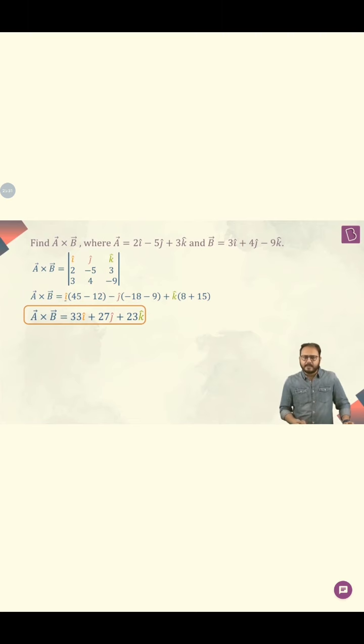What comes in the bracket? Multiply the cross terms minus the cross terms. But sir, which order? Always start from the left hand corner. Minus 5 times minus 9 is plus 45. Plus 45, minus 4 times 3, 12.